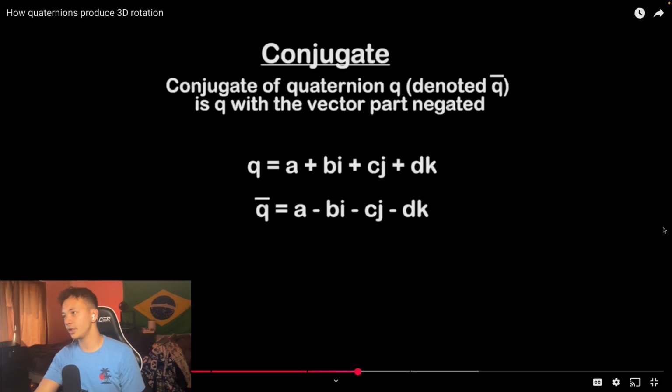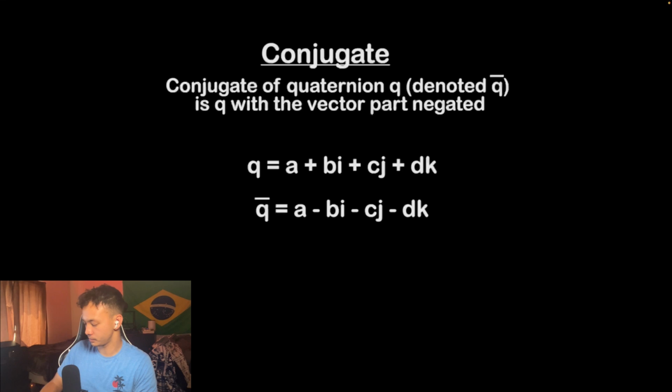So let's read that again. The conjugate of quaternion q, denoted q hat, is q with the vector part negated. Oh, negated. I forgot what negated means. I'm so stupid. Okay, got it. The conjugate of q is denoted q bar, and it's simply q with the vector part negated.